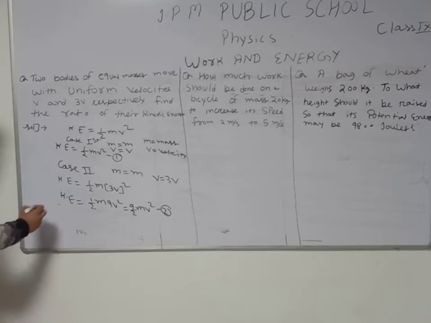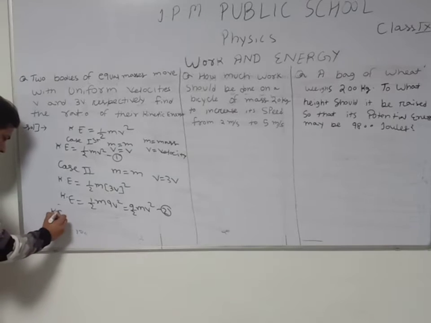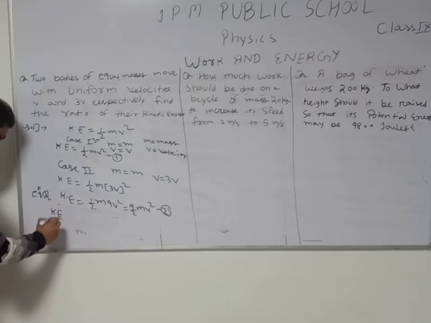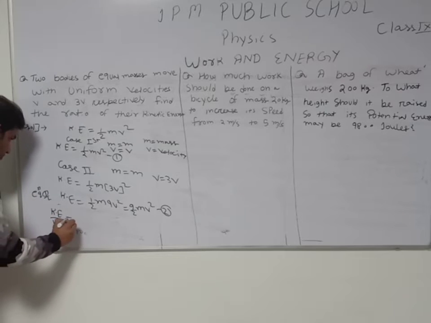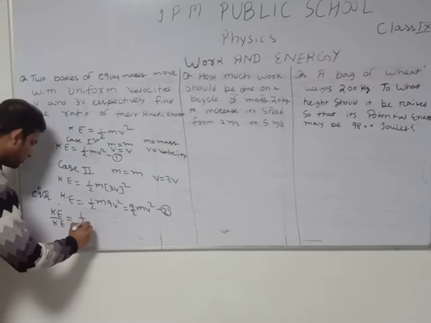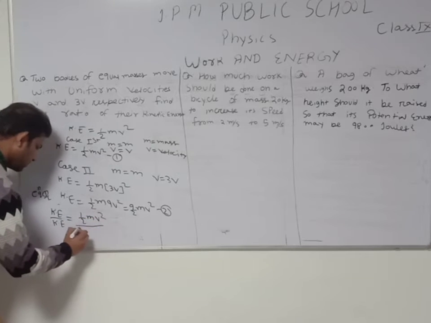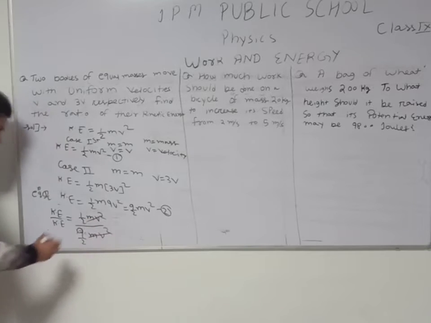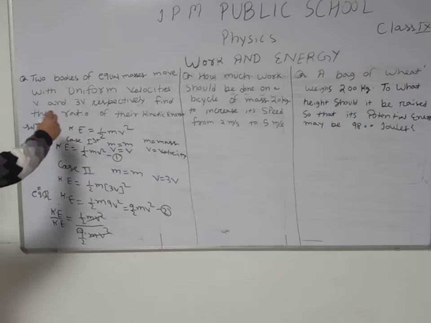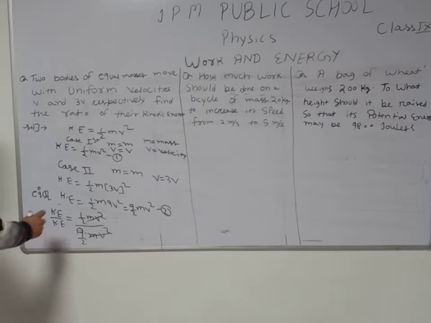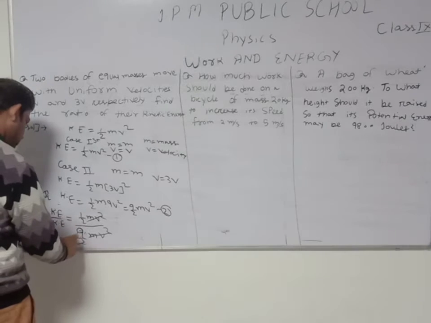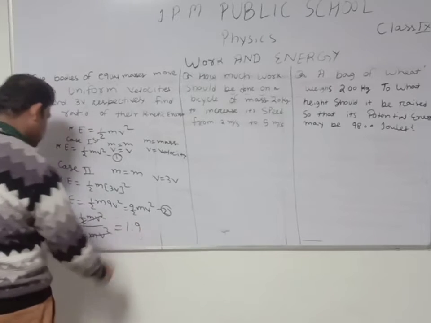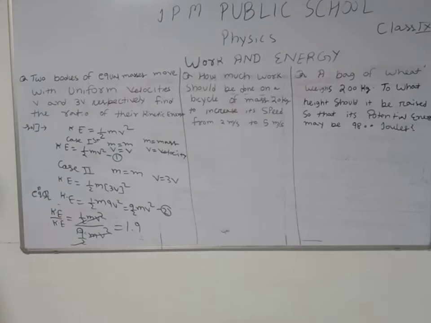Equation 1 upon equation 2. The value of equation 1 is half m v square, the value of equation 2 is 9 by 2 m v square. This cancels by this. Then we find the ratio of their kinetic energy. Then 2 is cancelled by 2. Our answer is 1:9. 1:9 is the ratio of their kinetic energy.